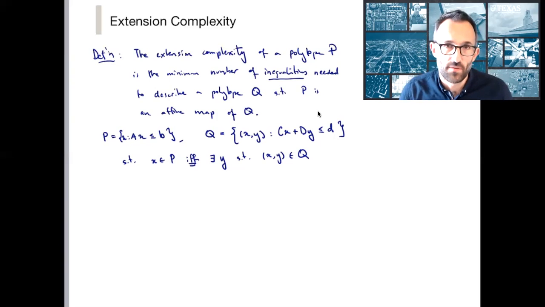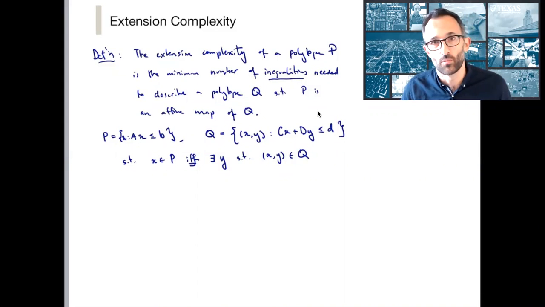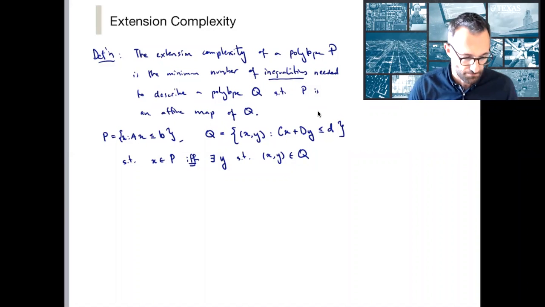And as we mentioned in the previous lecture, extended formulations are compatible with solving linear programs. That means we can solve a linear program over Q. And as I mentioned, we can use Q to optimize and to find separation for P, etc. So if we have such a Q in hand, given all the machinery that we have developed, the ellipsoid algorithm and so on, that essentially means we can solve a linear program over P efficiently.